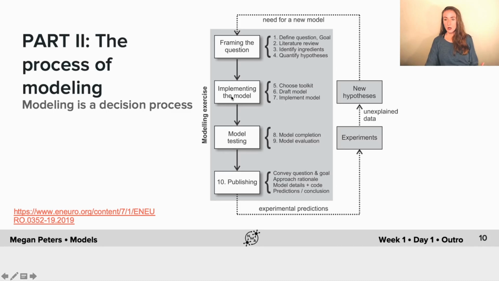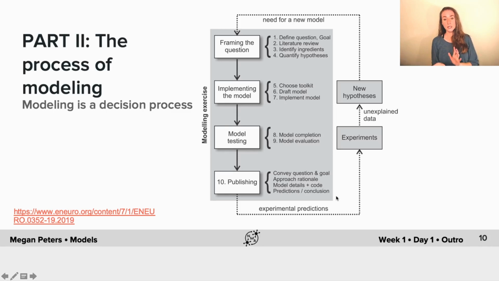Decision process is what we're calling it, about what we think is important, what questions we want to ask and answer, what toolkits we think are the best ones for the job, how to evaluate our model's behavior, how to interpret your results, how to write them up so that you can share them with the broader scientific community.